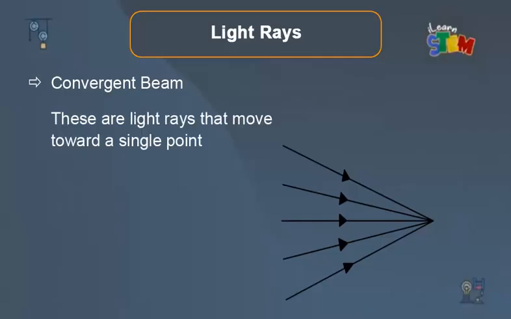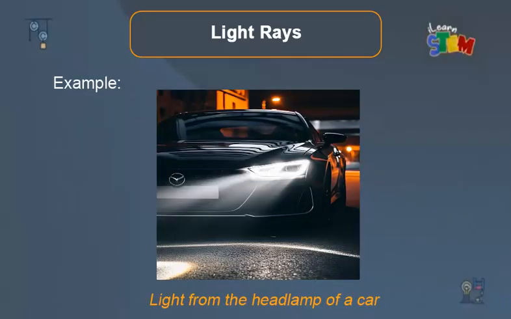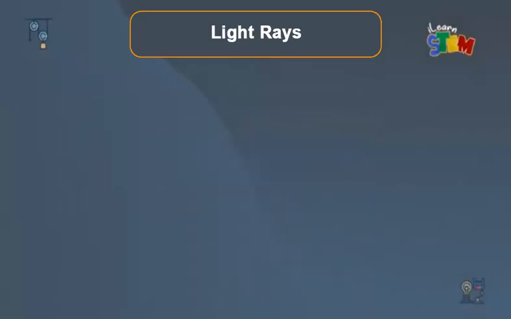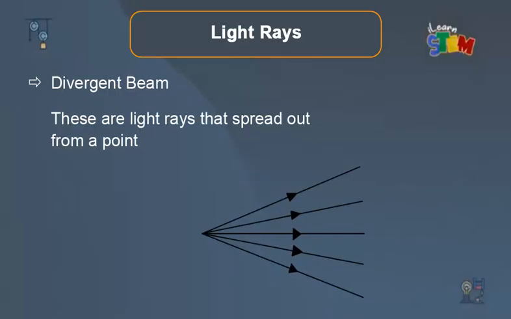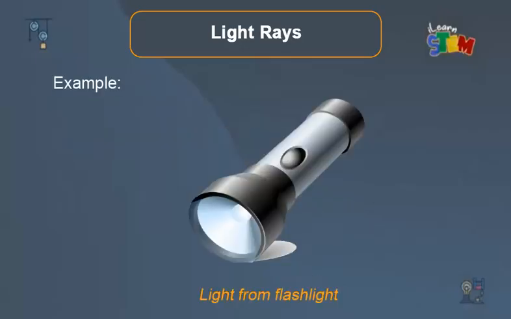Convergent beam. These are light rays that move toward a single point. Example: light coming from the headlamp of a car. Divergent beam. These are light rays that spread out from a point. Example: light from a flashlight.